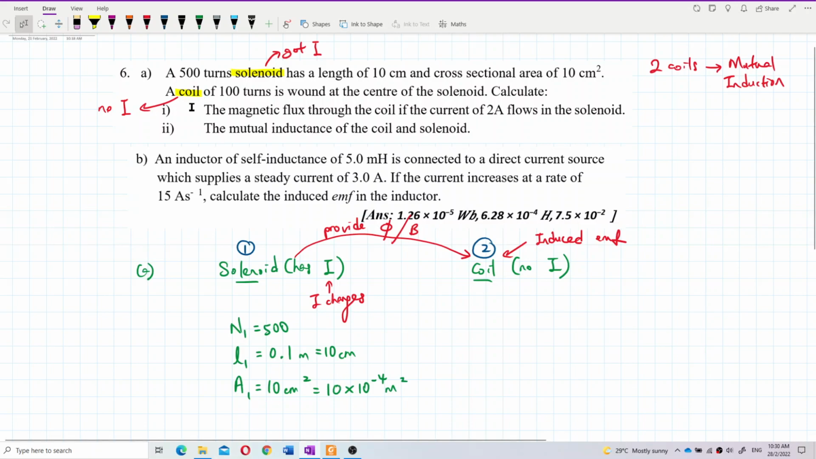Then the coil has 100 turns. This one is N2, so N2 is 100 turns, wound at the center of the solenoid.